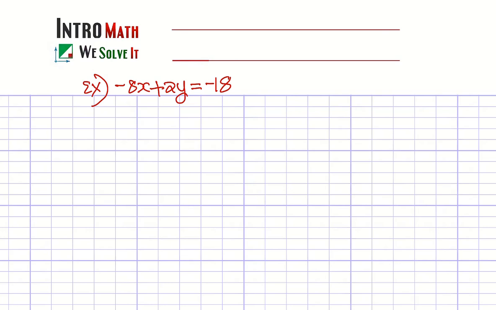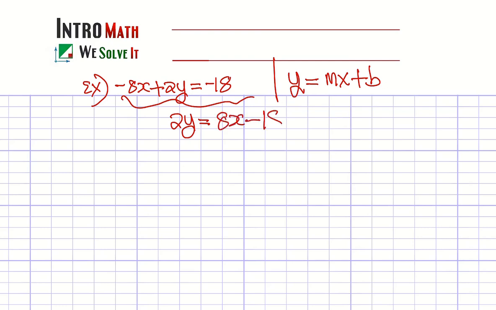You are given an equation like that, and then we want to transform it to the slope-intercept form, which is y equals mx plus b. So we'll start by rearranging stuff. We'll say 2y is equal to, we'll move 8x to the right side, it's 8x minus 18. You see that? And then we divide both sides by 2. Say y is equal to 4x minus 9. You see it, right?